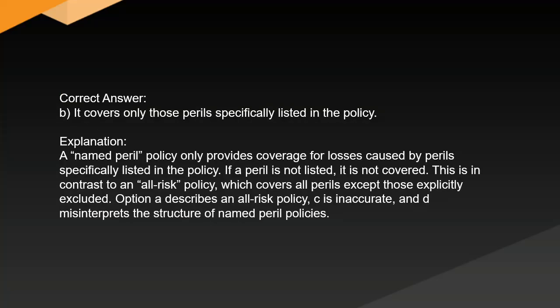Correct answer. B. It covers only those perils specifically listed in the policy. Explanation. A named peril policy only provides coverage for losses caused by perils specifically listed in the policy. If a peril is not listed, it is not covered. This is in contrast to an all-risk policy, which covers all perils except those explicitly excluded. Option A describes an all-risk policy, C is inaccurate, and D misinterprets the structure of named peril policies.